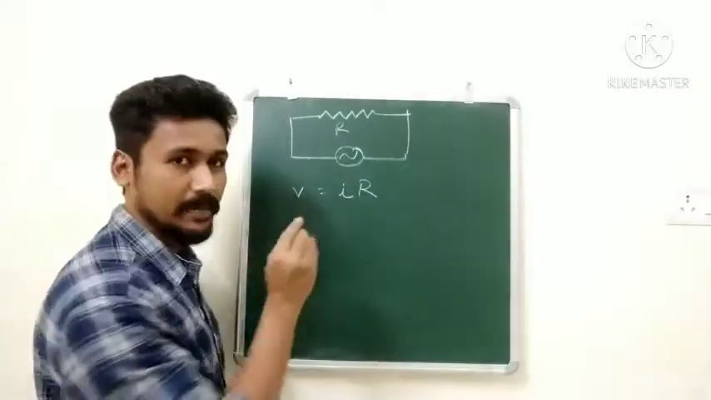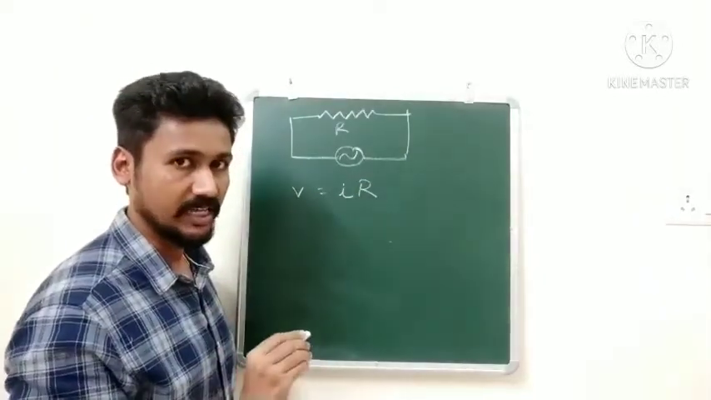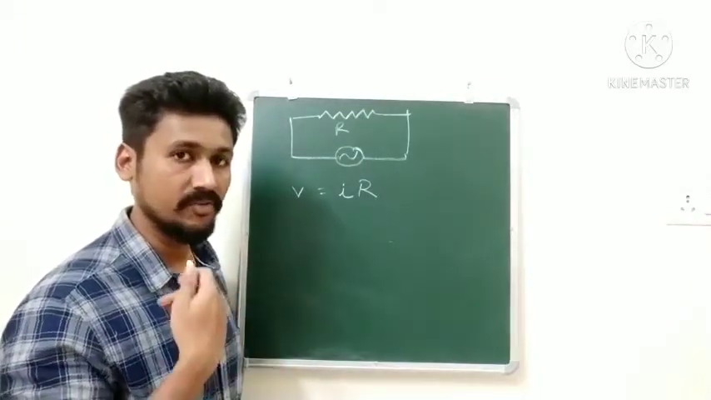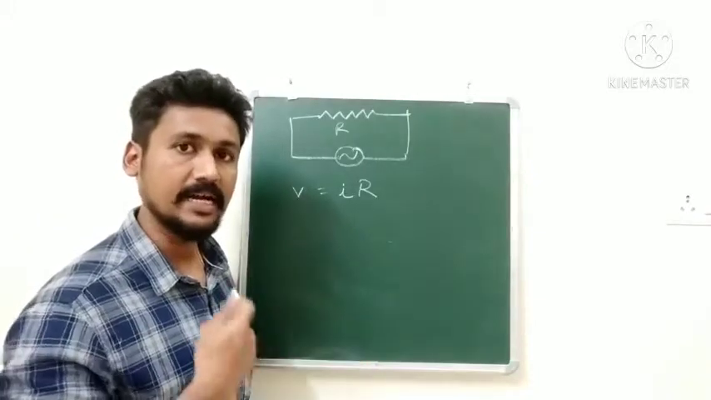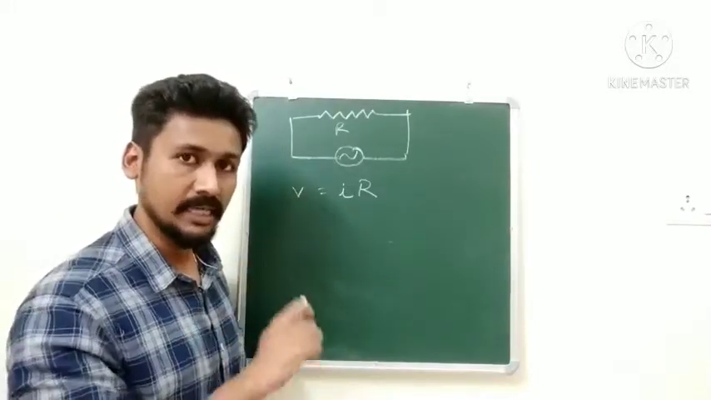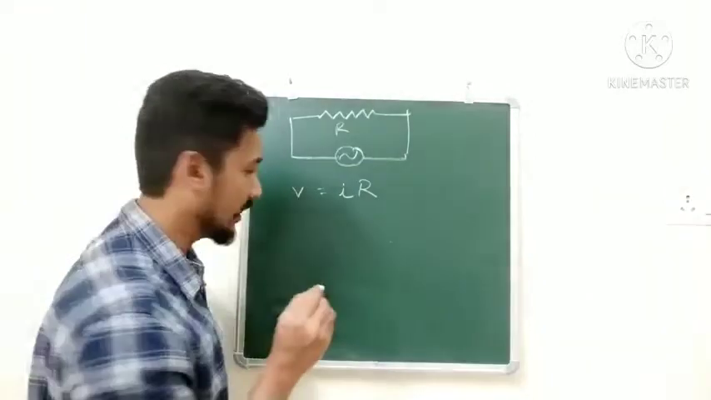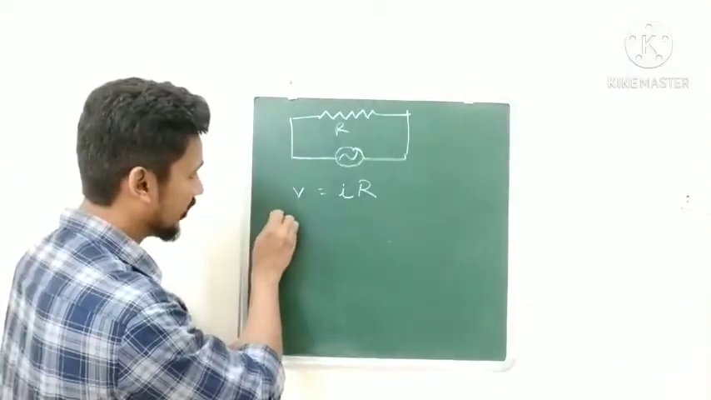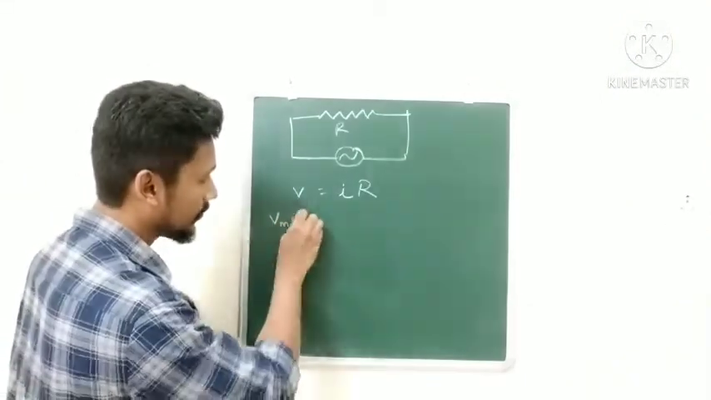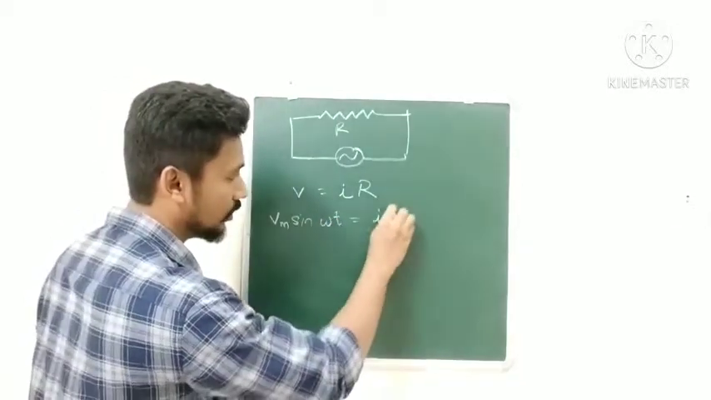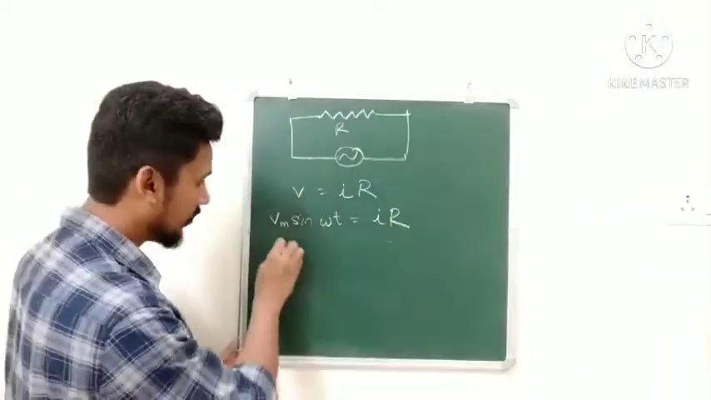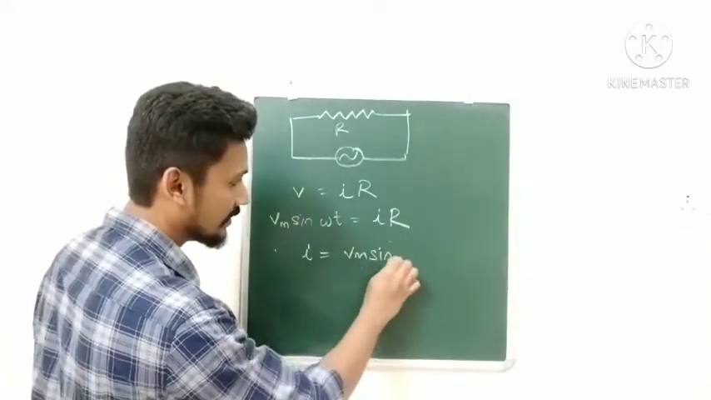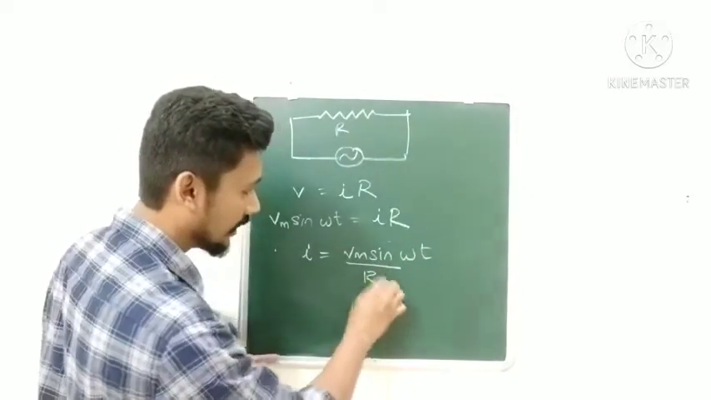Here we have represented this by the symbol small i for a very specific reason, because it is AC. It is going to change. When we talk about Ohm's law, there we always represent voltage by capital V and current by capital I. But here since it is AC, we are going to use the small case. Just remember that. Again, we have seen previously that V is Vm sin omega t. So we will write this as Vm sin omega t is equal to iR, or therefore we can write the current i is equal to Vm sin omega t upon R.